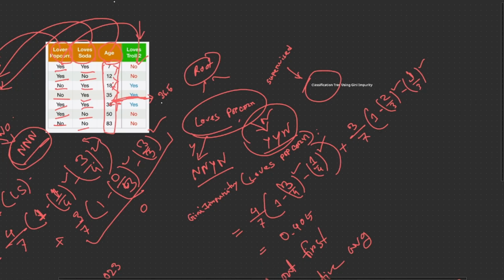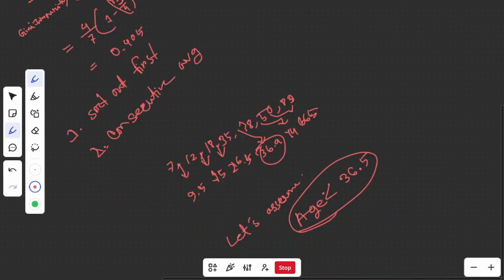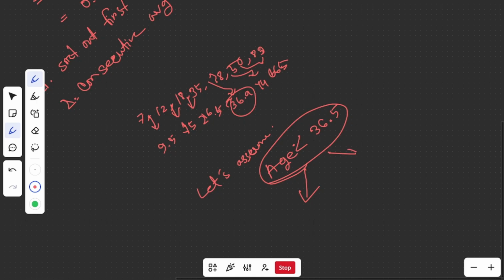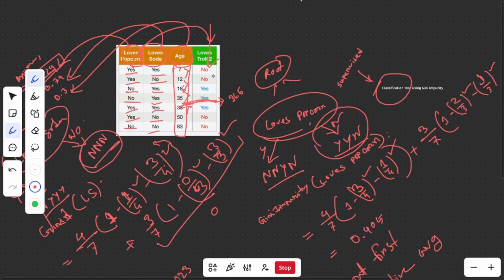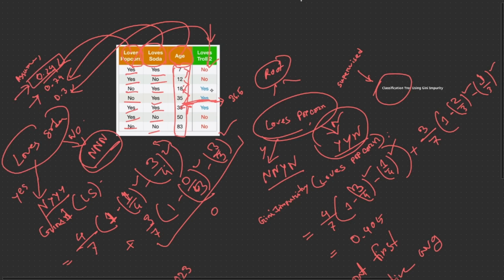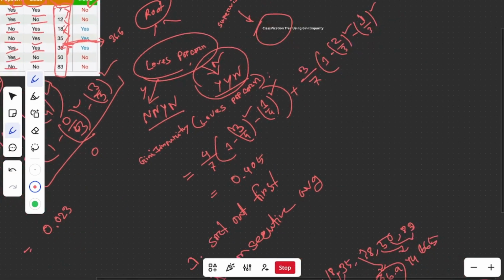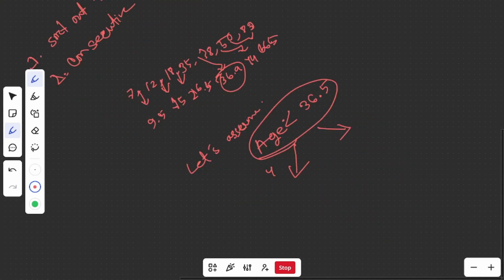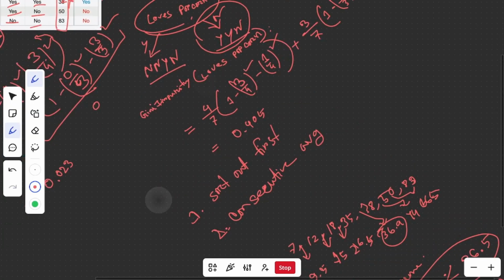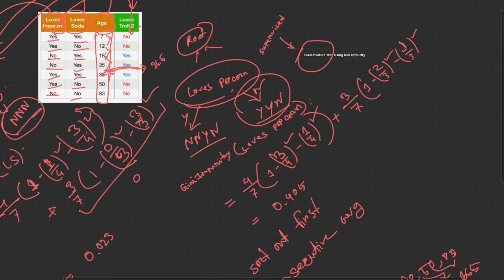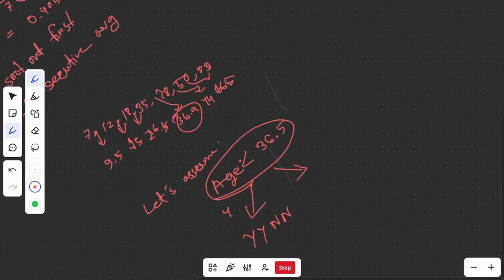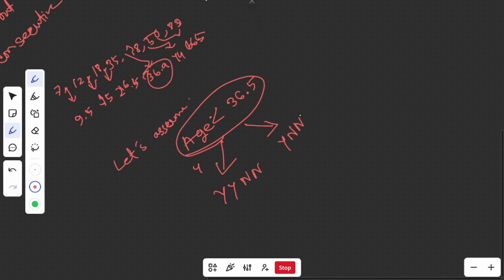So for that, for yes, like less than 36.5, we get results like yes, yes, no, no, and for not less than, or greater than 36.5, we get yes, no, no.